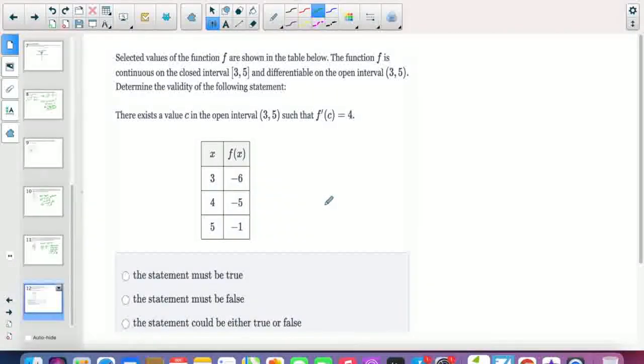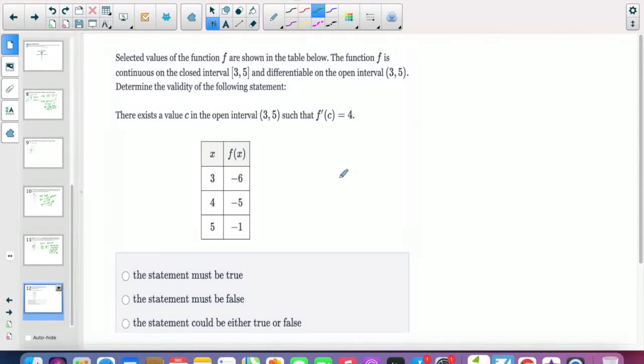The last example, it says selected values of the function f are shown in the table below. The function f is continuous on the closed interval 3 to 5 and differentiable on the open interval 3 to 5. Determine the validity of the following statement. There exists a value c in the open interval 3 to 5 such that f prime of c is equal to 4.